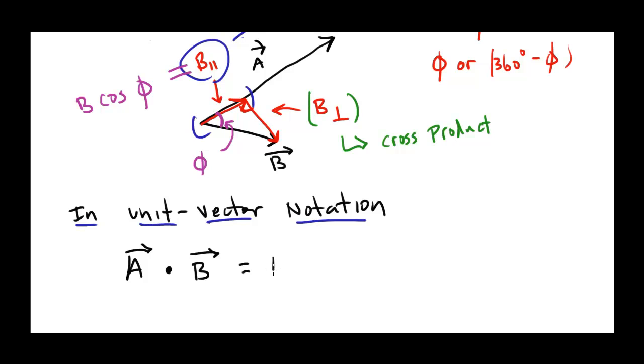You take the x component of a times the x component of b, and you add the y component of a times the y component of b, and then add the z component of a times the z component of b. Very simple, very straightforward way of determining the magnitude of the dot product when you're in unit vector notation. And of course this makes sense. You're taking the parallel components and multiplying them together, which is the definition of the dot product.